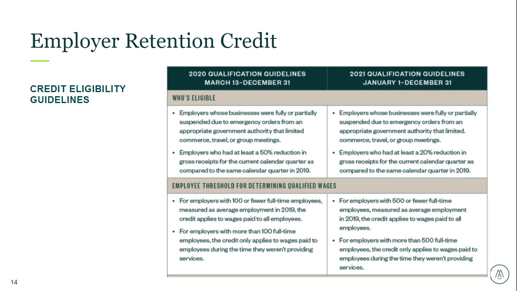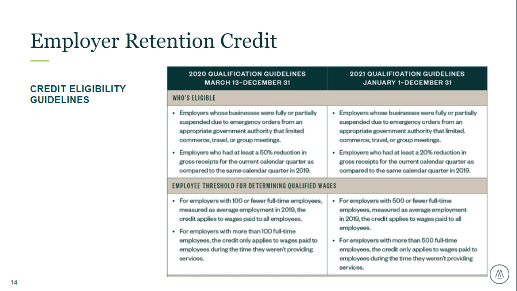So the original employee retention credit came through the CARES Act. It was modified in the Consolidated Appropriations Act. And you can see here the slide goes through eligibility and then threshold for determining qualified wages. So this credit will be applied against the employer's share of Medicare taxes instead of Social Security taxes. That's for the revised 2021 Act. And then prior to that, the first portion, the 2020, was Social Security.